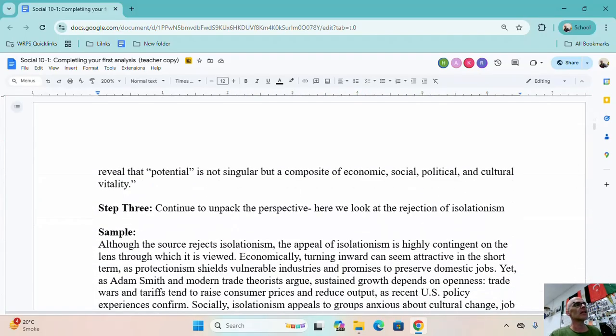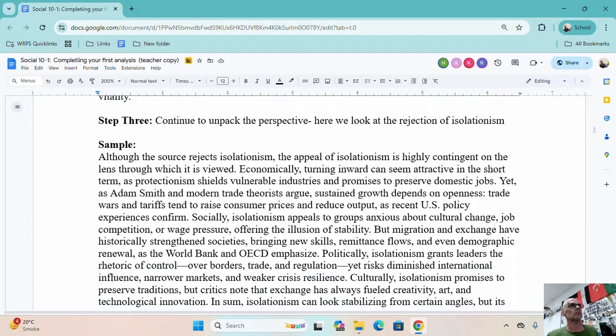So step 3 is the same as step 2, but it's just like, let's continue unpacking the key language, see if there's more that we can state, but also unpack more key language. So although the source rejects isolationism, the appeal of isolationism is highly contingent on the lens through which it is viewed. So this is beginning to introduce that complexity of the source by looking at the division of society surrounding it, and the idea that there is no consensus, right? That there will be opponents to the source and the claims and the assumptions made by the source.